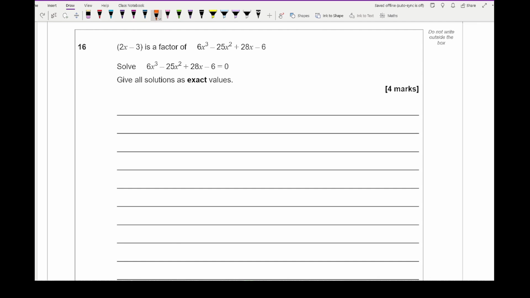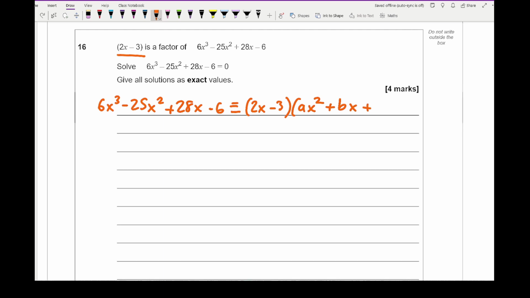So for this, as we know that 2x minus 3 is a factor, we're going to use the factor theorem to try and factorize this polynomial. So we've got 6x cubed minus 25x squared plus 28x minus 6, and that can be written as 2x minus 3 multiplied by my quadratic expression, which I'm going to write as ax squared plus bx plus c. Now what I then need to do is expand this out.